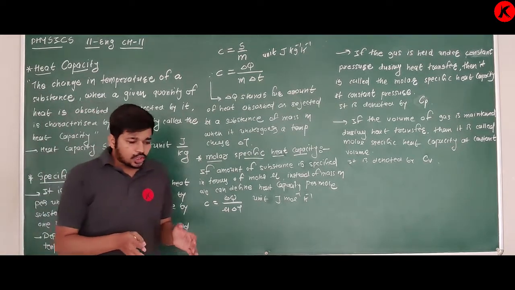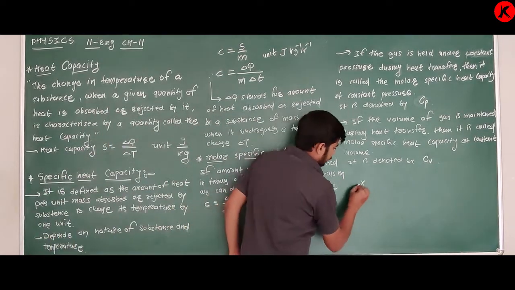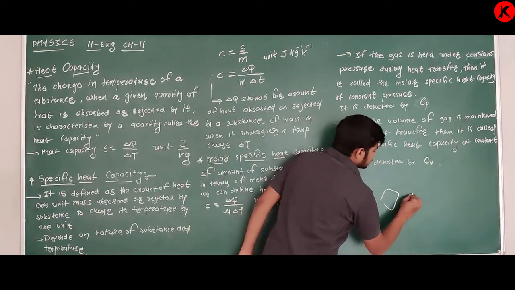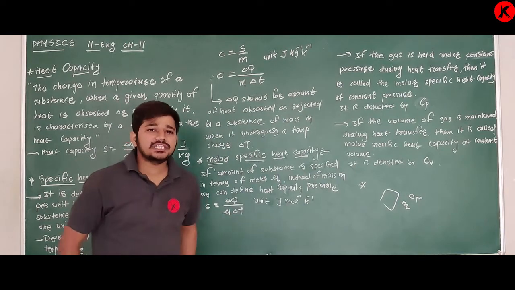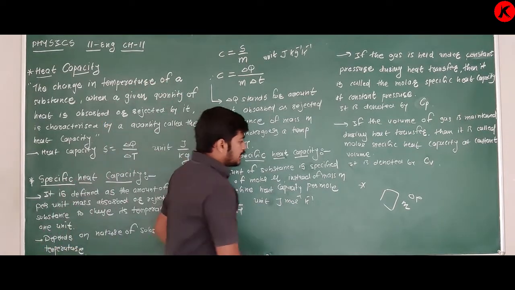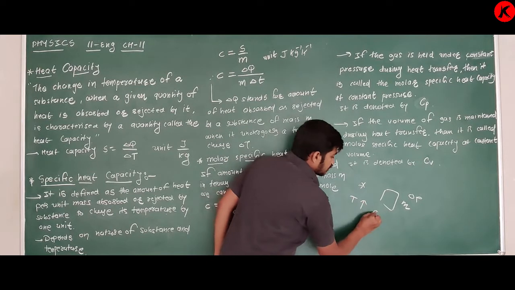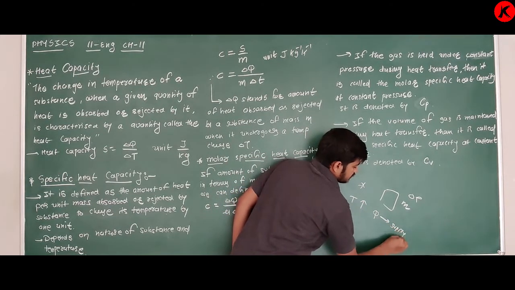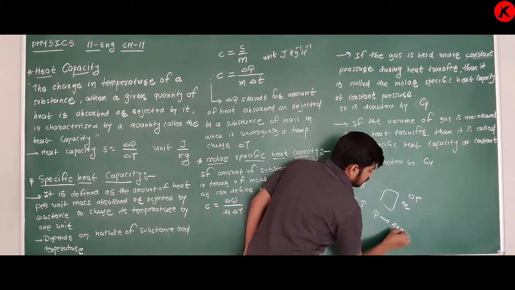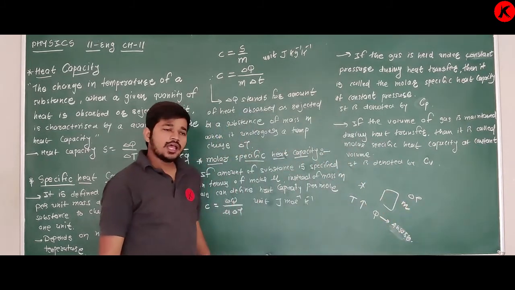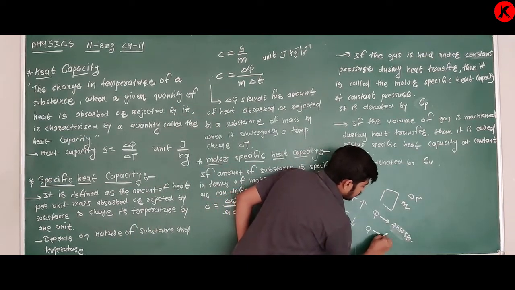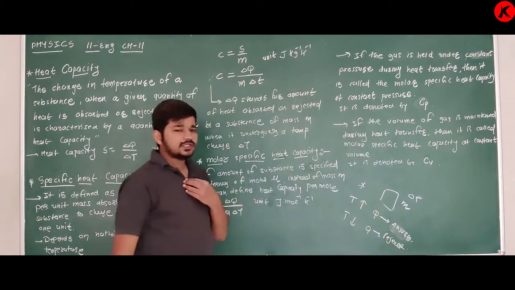See, if you have an object of mass m, and if you want to change its temperature by delta T, if you want to increase its temperature or decrease its temperature. If you want to increase its temperature, you have to supply heat energy, which means this object will absorb heat. If you want to decrease temperature, then this substance will reject heat.